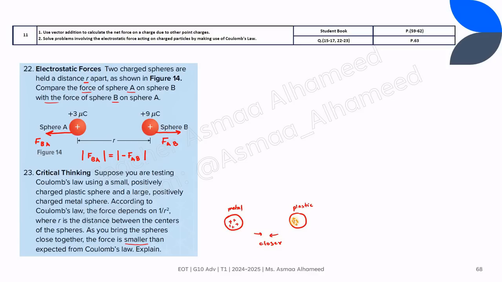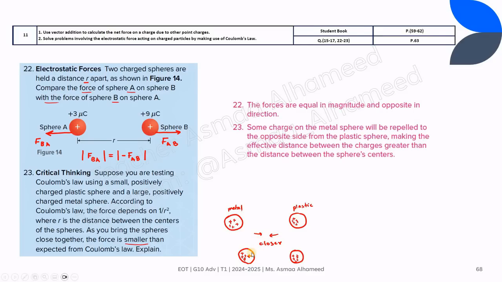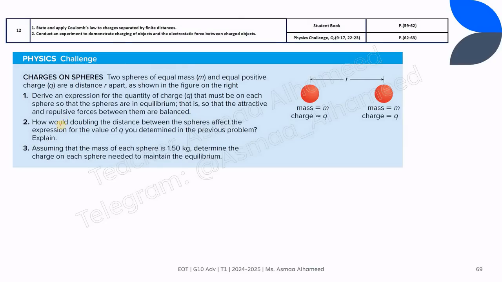Now what happens is there is a repulsion force between the positive charges on either side, and you will have all the positive charge moving far away on the metal side, and here you will have the positive charge where it is. So the charge will go away from this side because this positive is repelling this positive. So you are actually increasing the distance between the charges. That's why the force becomes smaller even though the objects are closer to each other. Here are the answers.